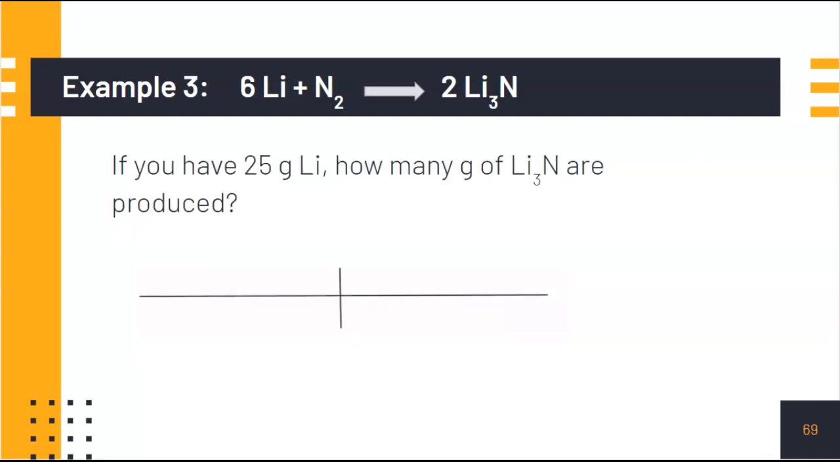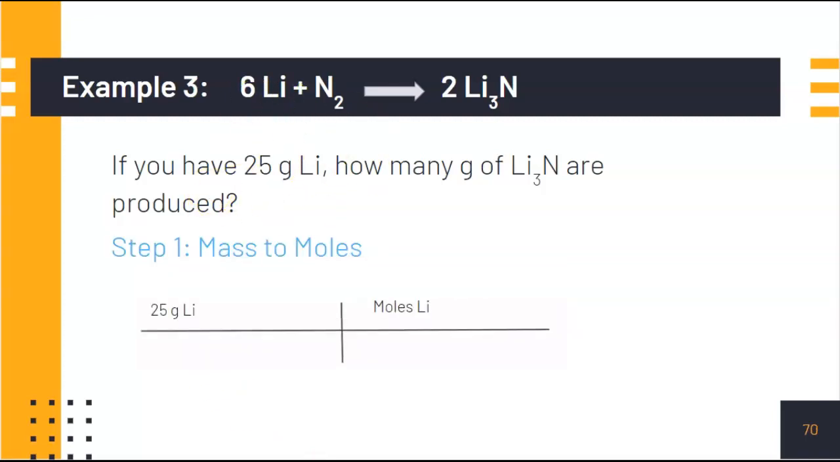All right, now for our last example. This one says if I have 25 grams of lithium, how many grams of lithium nitride am I going to make? Well, grams to moles is a two-step problem, but I'm not going grams to moles, I'm going grams to grams. Oh my gosh, can you believe it? It's a three-step problem. Don't worry, it's going to be okay. So the first thing I'm going to do is get my grams of lithium to my moles of lithium. Here's my grams, here's my moles.